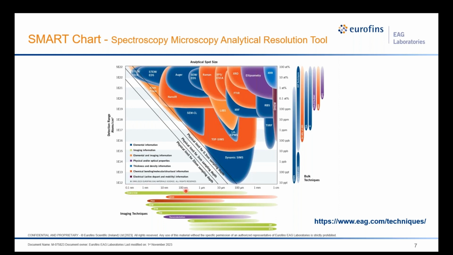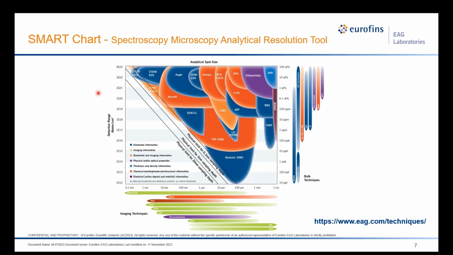So what we have here on the x-axis is analytical spot size. Typically, that's how large of an area the technique will sample at any one time. But really what that means is how small of an area can be analyzed. So when your contamination is centimeters in size, we have many techniques that can look at that area. But when you get down to millimeters or microns or even nanometers, we still have techniques that are viable and can be used in the analysis for contaminations.